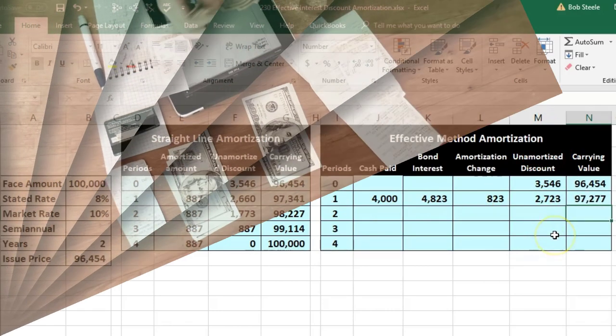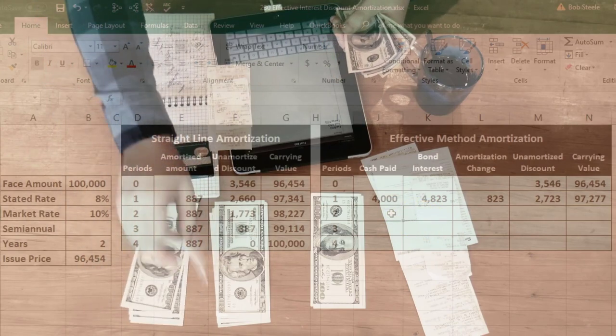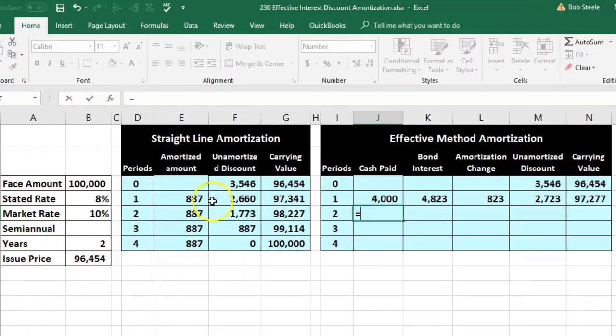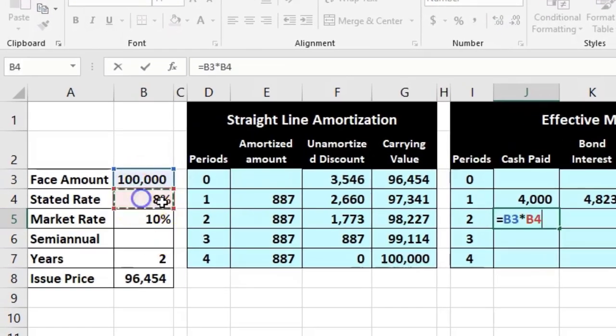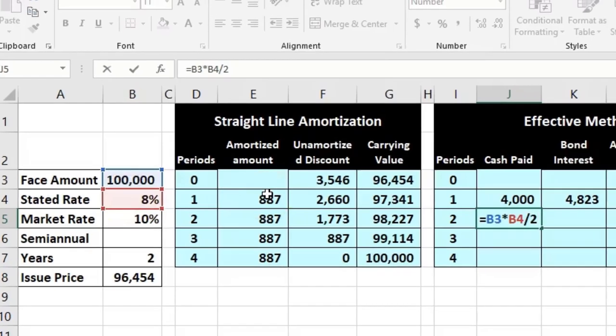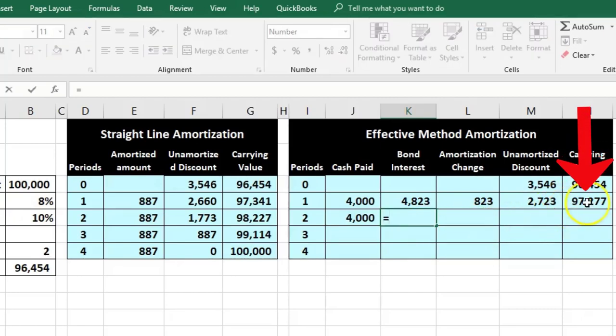So we'll go through this process again. Same thing for the next payment. Again, the payment is always gonna be the same. It's always just gonna be the 100 times the amount on the bond divided by 2, because it's semi-annual. And then the bond interest is gonna be based on the carrying amount, which of course has now changed. So that's gonna equal the carrying amount times the market rate divided by 2.